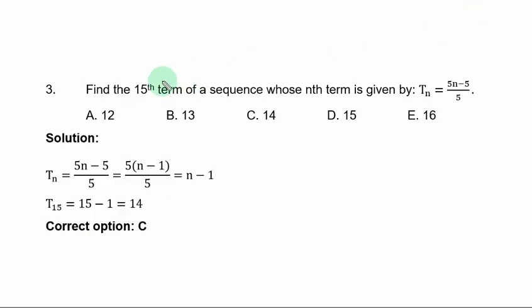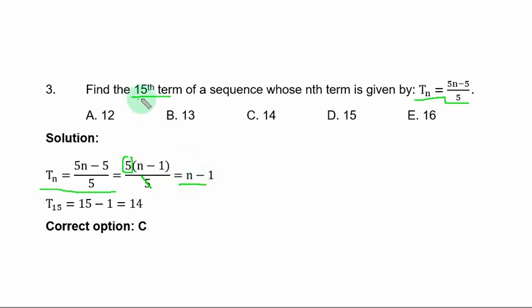Question 3. Find the 15th term of a sequence whose nth term is given by t sub n equal to 5n minus 5 over 5. This is the nth term. You can factor out 5 from the numerator, and that 5 cancels this 5. You have this as the nth term.